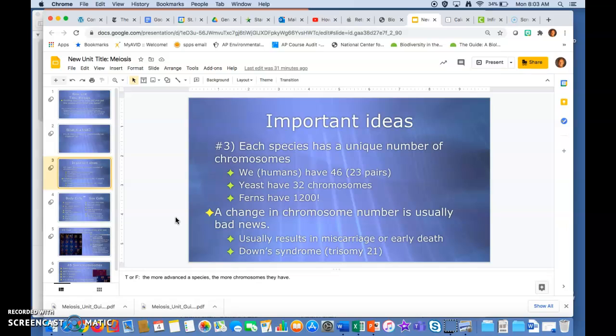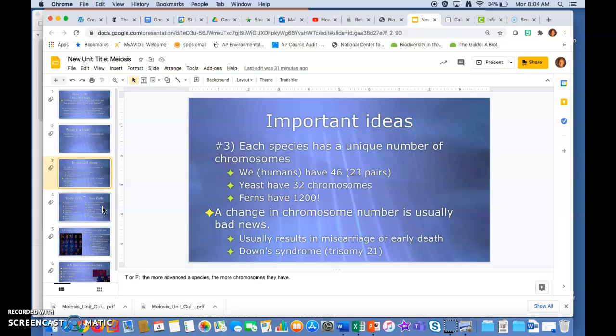But the point here is that other organisms have different numbers of chromosomes. For example, yeast would have 32 chromosomes. A fern plant that you'll see in the summer in Minnesota has 1,200 chromosomes. So the number of chromosomes does not necessarily equal how complex that organism is. A change in chromosome number is usually not good news. It usually can result in problems in development and things like that.